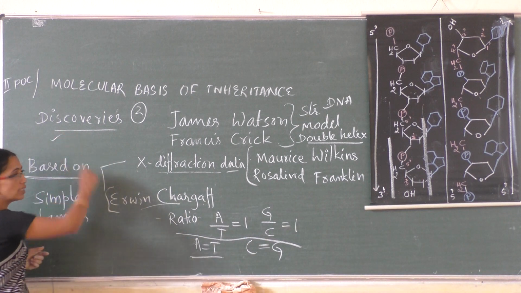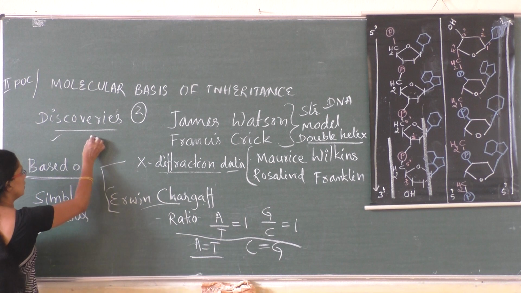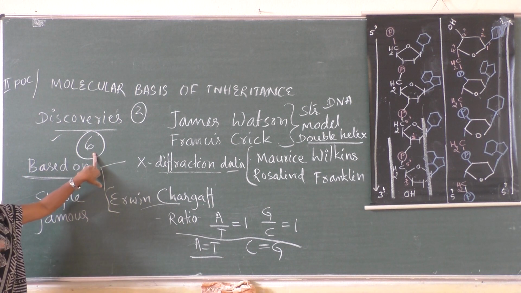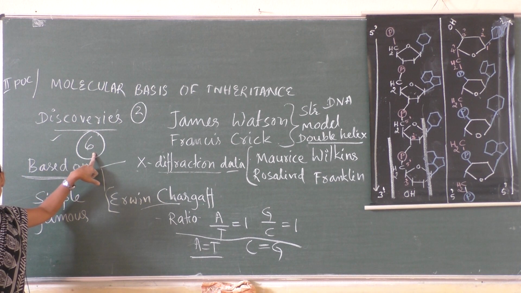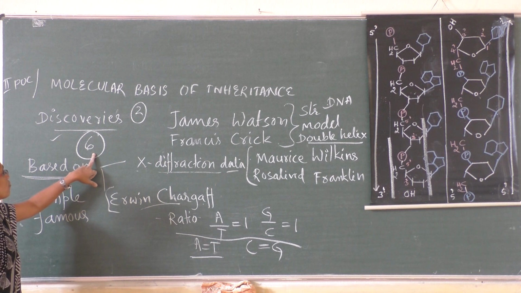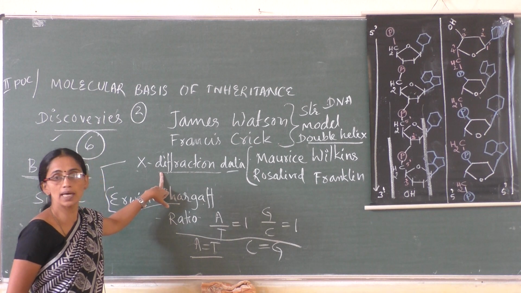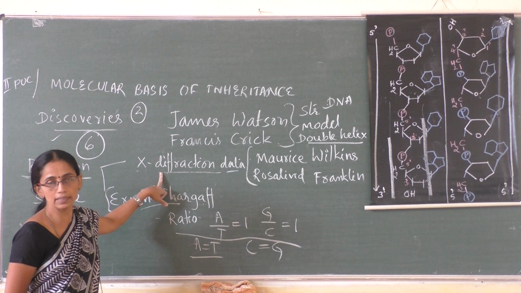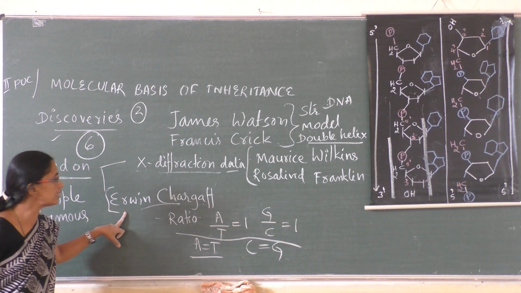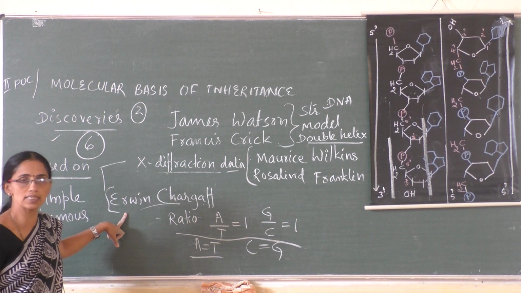So under discoveries we studied nearly 6 scientists. Recall in short. The first scientist under discovery is Friedrich Miescher. He told that DNA is acidic in nature. DNA is present inside the nucleus and he called it as nuclein. Because of technical limitation, he failed to explain the structure of DNA. Next is the X-ray diffraction data of DNA given by Maurice Wilkins and Rosalind Franklin. Next scientist is Erwin Chargaff. He told that the ratio between A and T and C and G are the same.